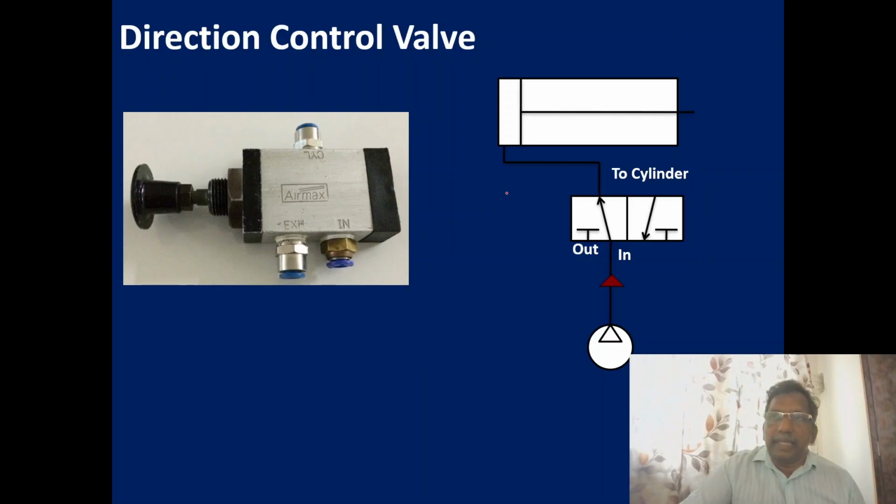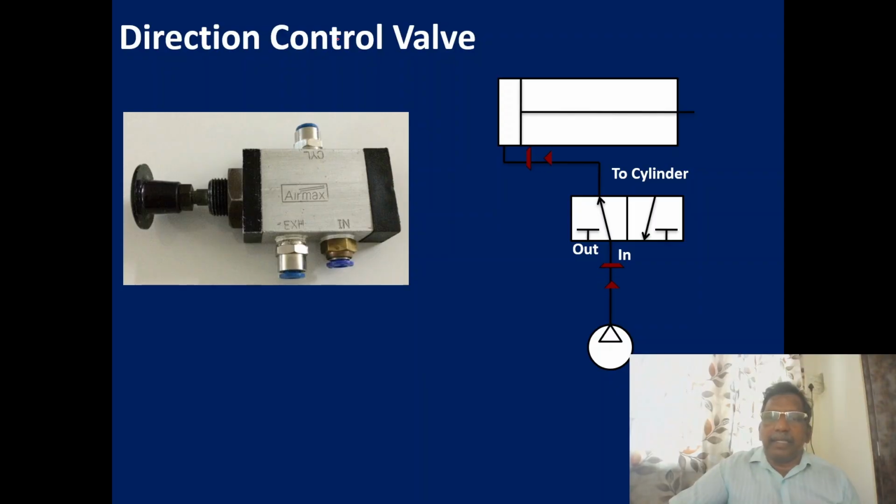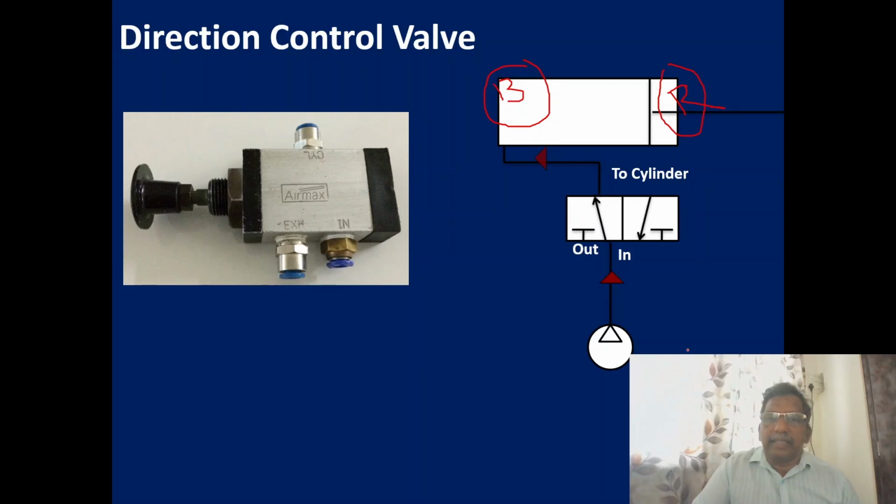Now it is actuated, maybe by a manual actuation, a mechanical actuation, or pilot operated. Now we are sending the air pressure to the blank end. So this side we are calling the blank end, and this side we are calling the rod end. Okay. Because of its pressure, now extension occurs. Now when we release the push button, immediately it returns back.